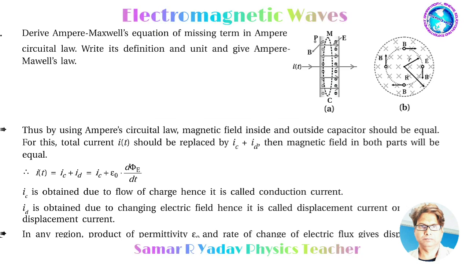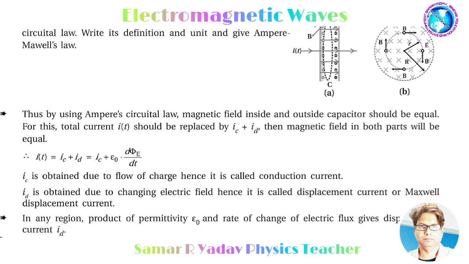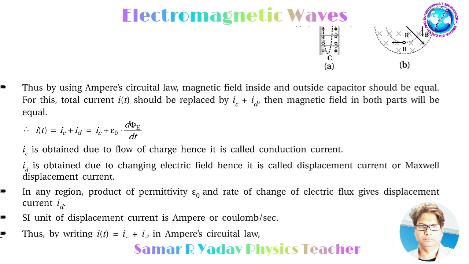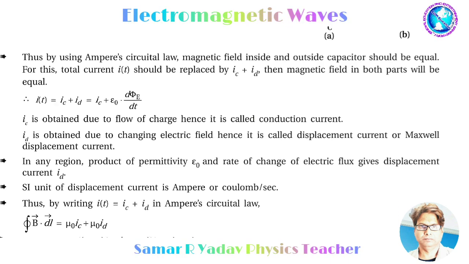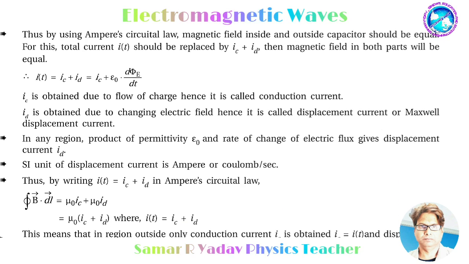Therefore, I(t) is equal to IC plus ID, which is equal to IC plus epsilon 0 d phi E by dt. IC is obtained due to flow of charge, hence it is called conduction current, and ID is obtained due to changing electric field, hence it is called displacement current or Maxwell displacement current. In any region, the product of permittivity epsilon 0 and the rate of change of electric flux gives the displacement current ID. The SI unit of displacement current is ampere or coulomb per second.